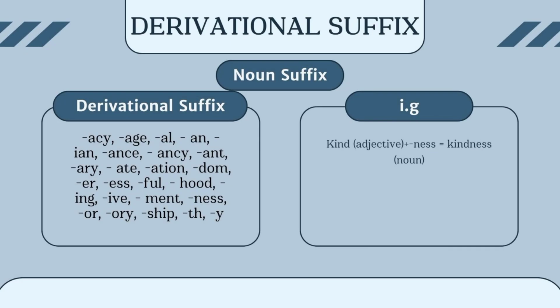So for the derivational suffix, we have first the noun suffix. You can see here the examples of the derivational suffix. There are a lot of noun suffixes here, used to form words from other classes into the noun class. Like we have the word kind, which is an adjective. If we add the derivational suffix ness, it becomes kindness and becomes a noun. So the class changes and it also carries a new meaning.